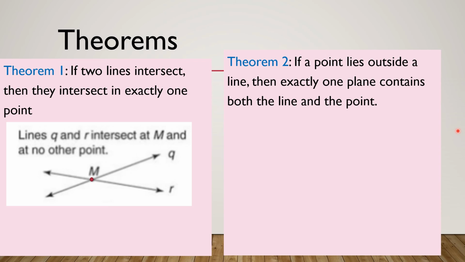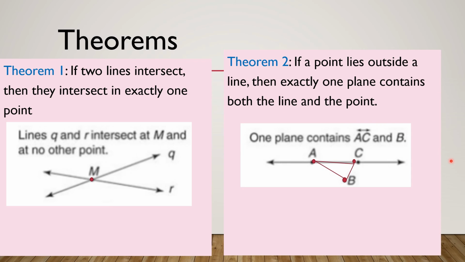Another theorem is theorem 2: if a point lies outside a line, then exactly one plane contains both the line and the point. So illustration. We have an illustration here, no? So it is the line, and the 2 points consist of this line. If there is one point outside of this line, exactly one plane contains both the line and the point. Itong line at itong point na ito na outside of that line.